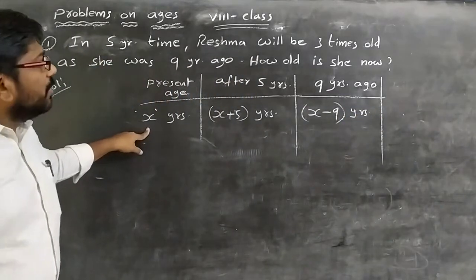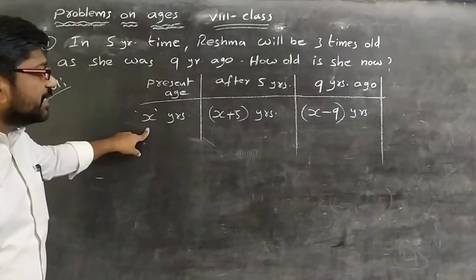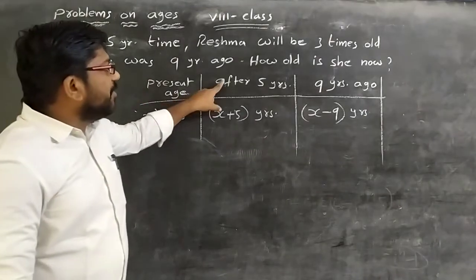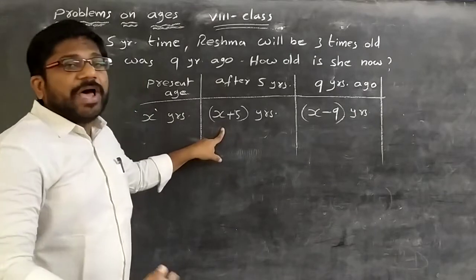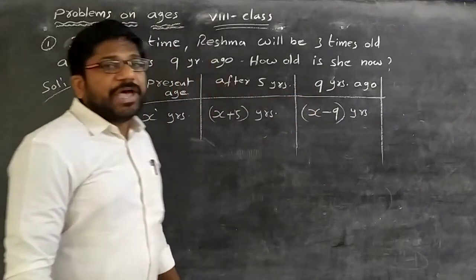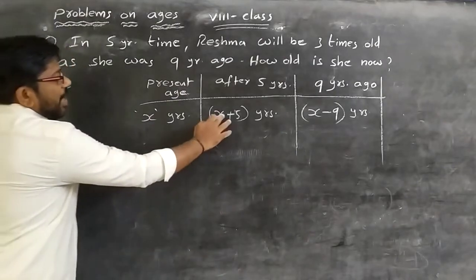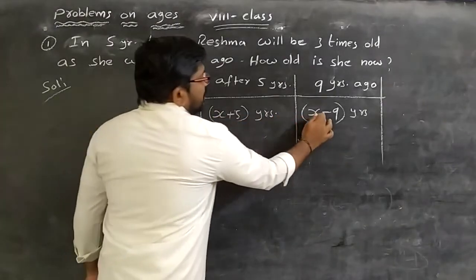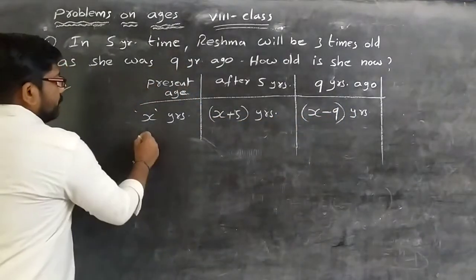So let Reshma's present age be x. Then after 5 years her age is x plus 5, and 9 years ago her age is x minus 9. After means we have to add. Ago means we have to subtract.